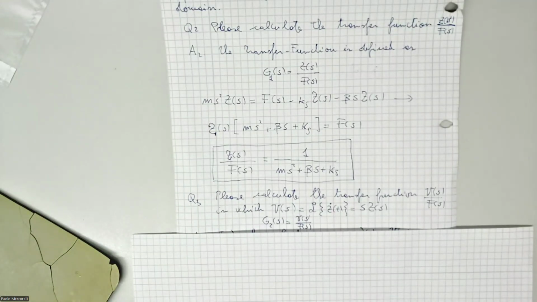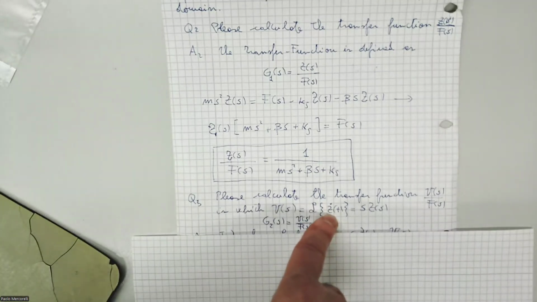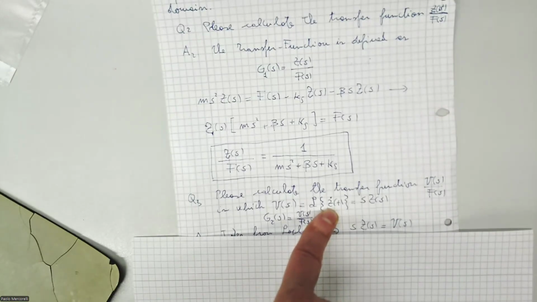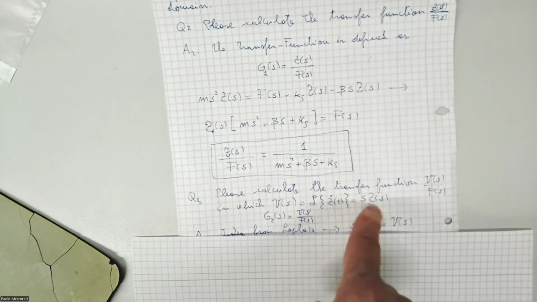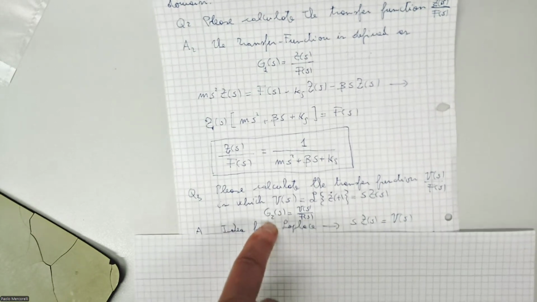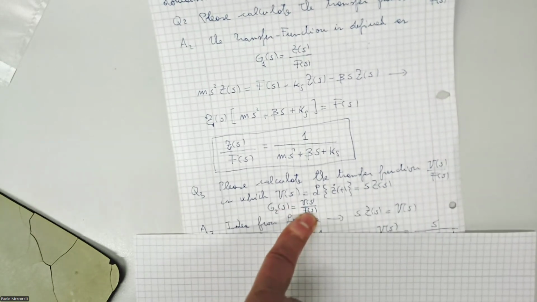Another exercise, please calculate the transfer function G2 equal to V of s divided by F of s, another transfer function. If I am not interested in the position, I would like to observe, to model the velocity, V of s. As I told you, V of s is the velocity. V of s is the Laplace transform of the velocity, Z dot, which in accordance with the derivative theorem is S multiplied by Z of S. The exercise is to calculate G2, V of S divided by F of S.